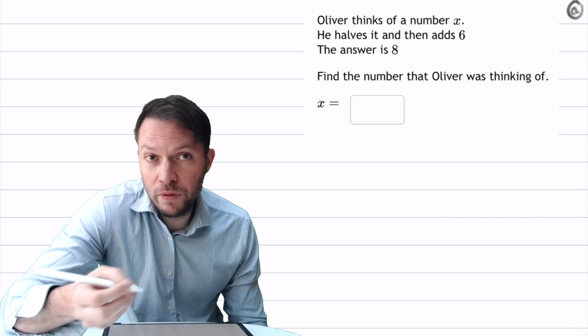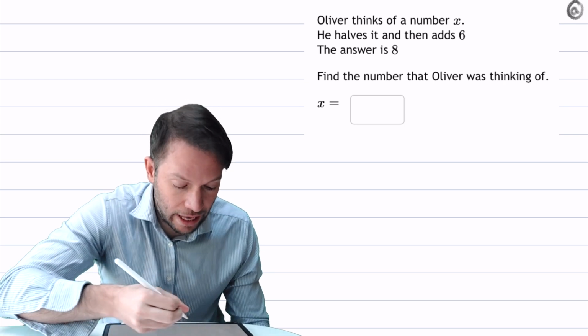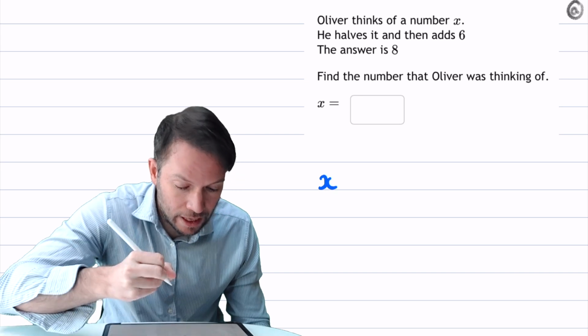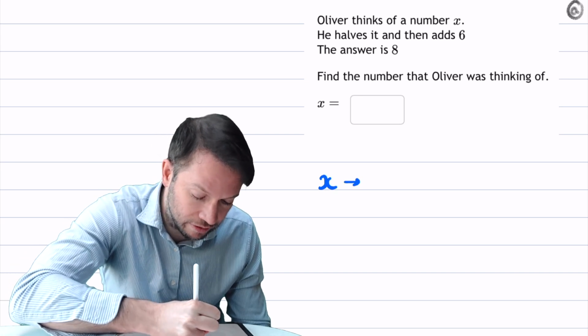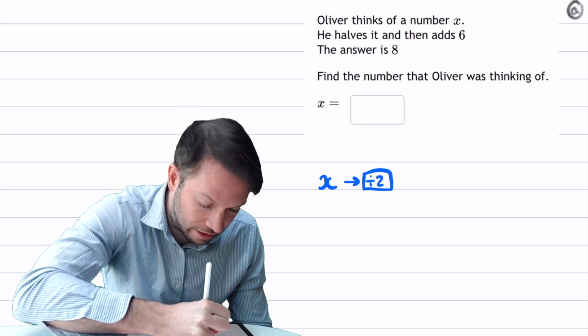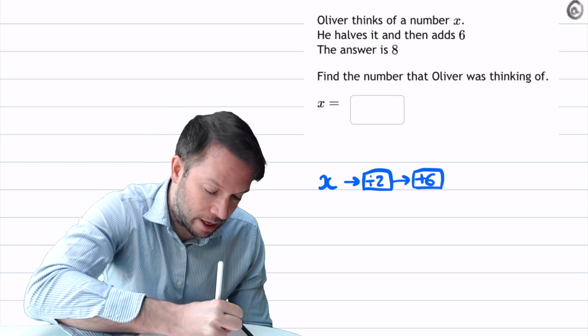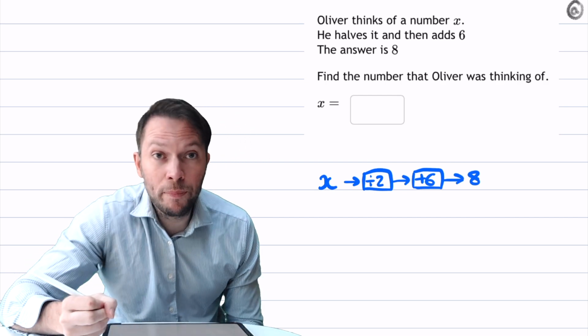Now, we could do this without algebra. We could just think backwards, basically. So we could say, okay, you think of a number x, and then he halves it, so he divides that number by 2, and then he adds 6, and that gives him an answer of 8, and then he can work backwards from there.